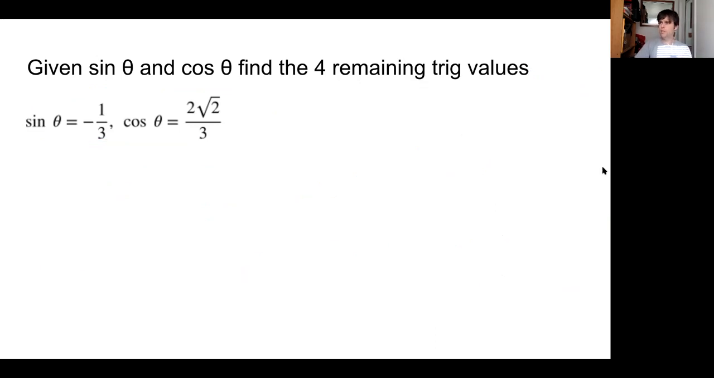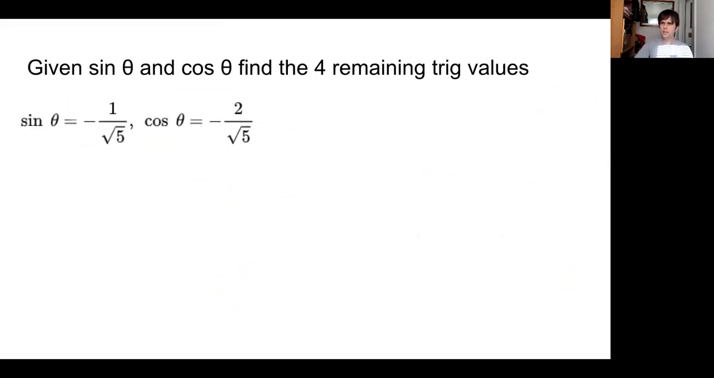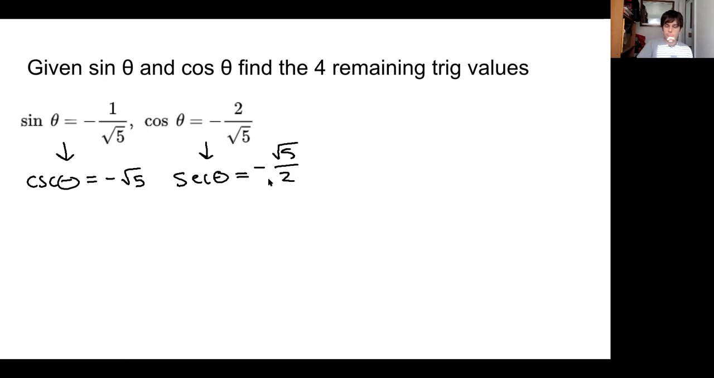All right. We'll move on to another example of this real quick. Again, we're starting with sine and cosine. The easy start is again the reciprocal. Sine and cosecant are reciprocals, so just take this and flip it. So I get -√5. Same here: take this and flip it for secant. So it's going to be -√5 over 2. Now we have 4 out of the 6, so we need to figure out tangent and cotangent.